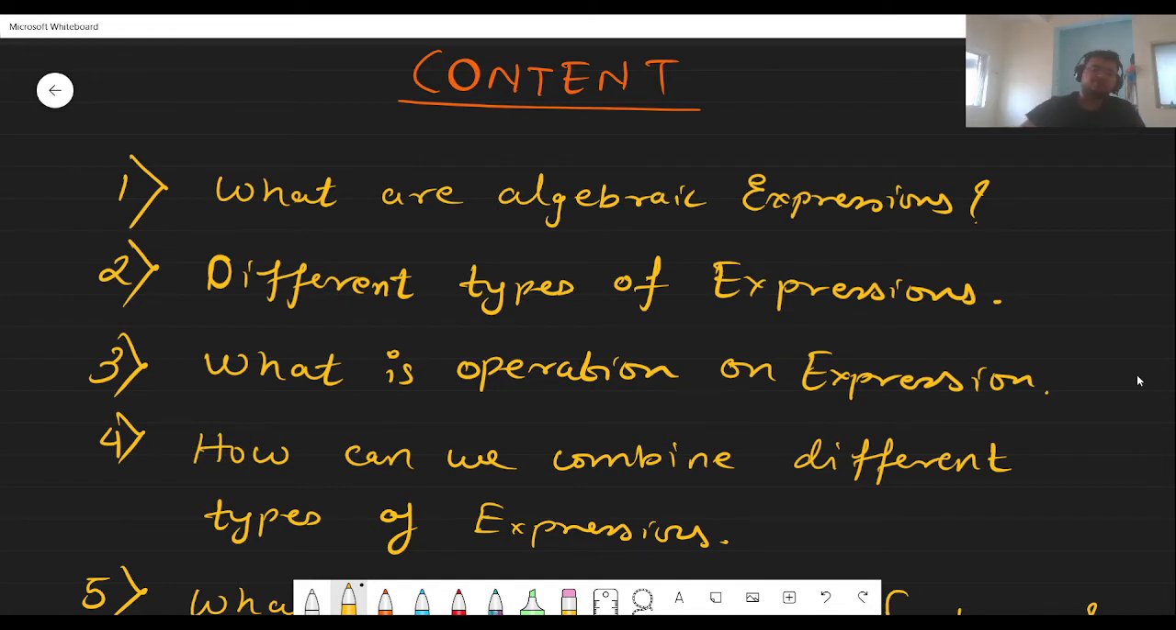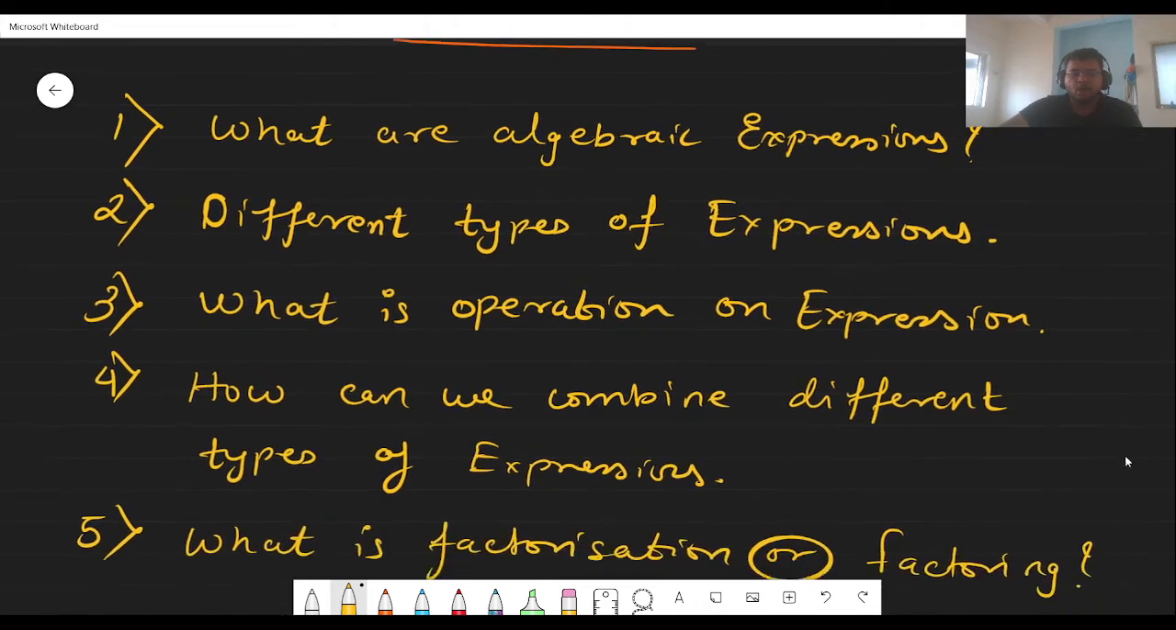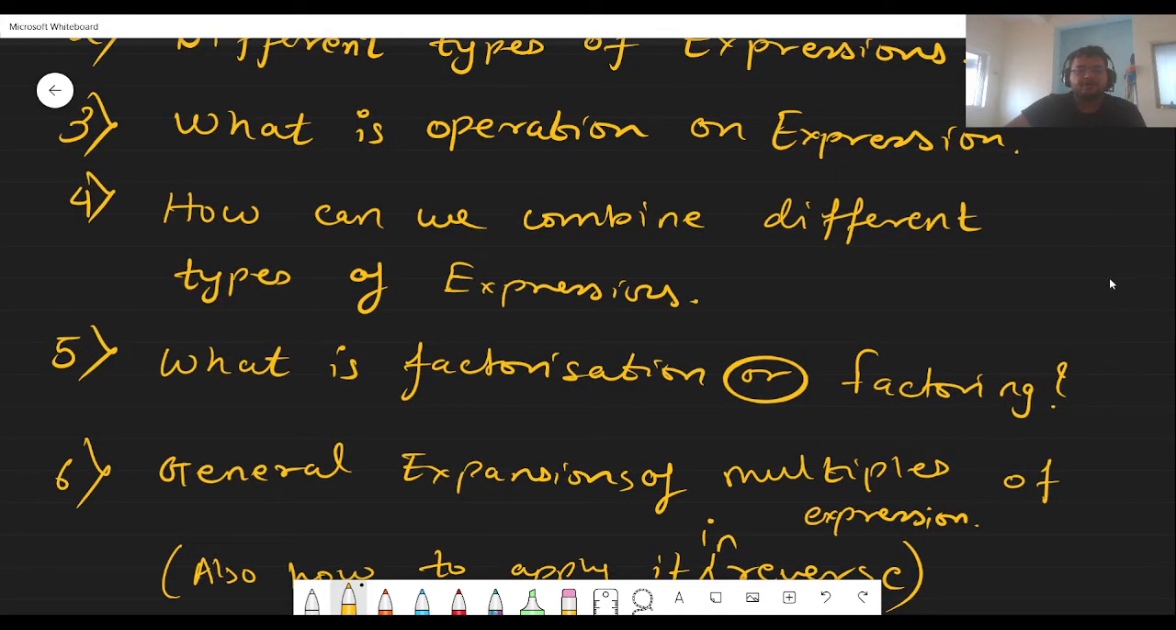Operation on expression means what operations like subtraction, addition, multiplication, division we can do on expressions. If there are various expressions present, how we can multiply it, divide it, and all that. Okay, how can we combine different types of expressions? So there are different types of expressions, and how we combine them.